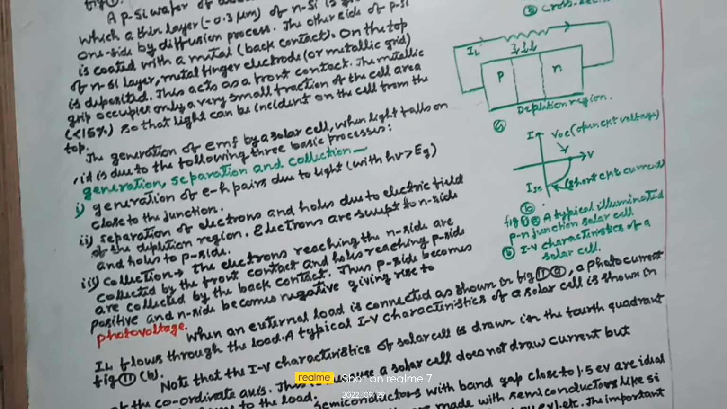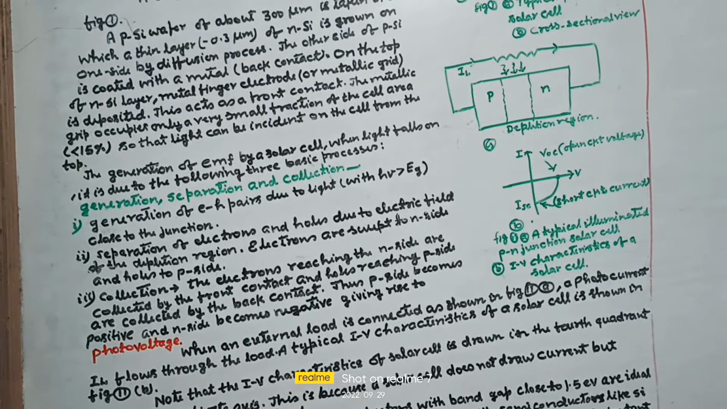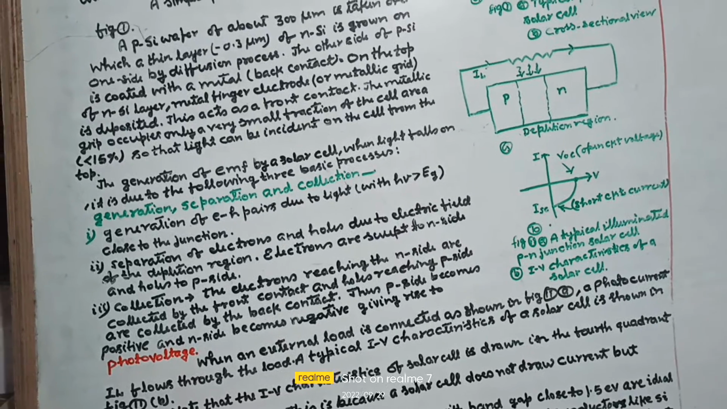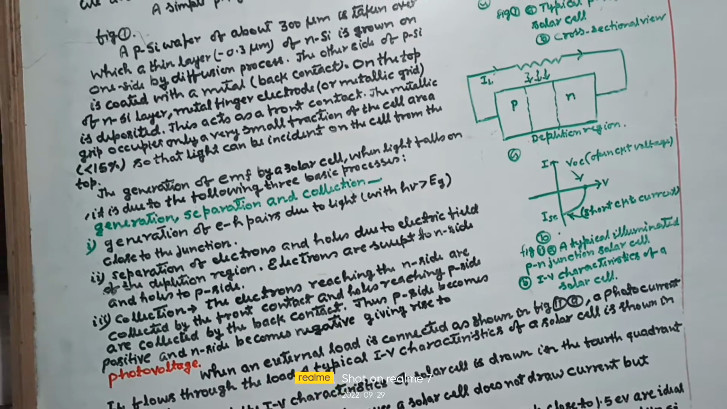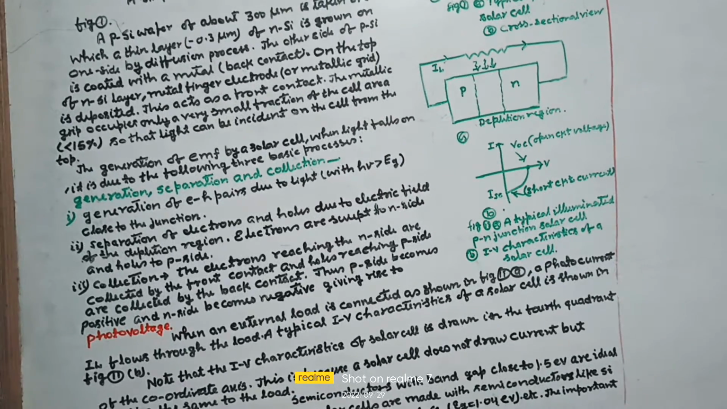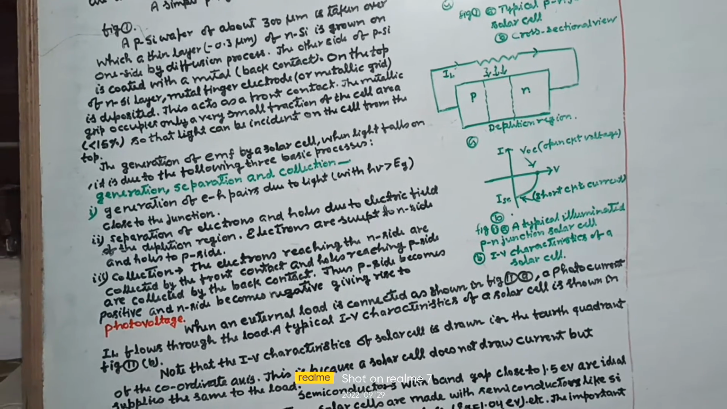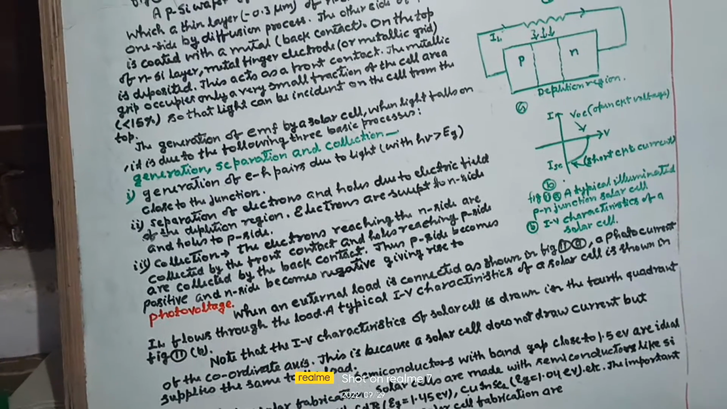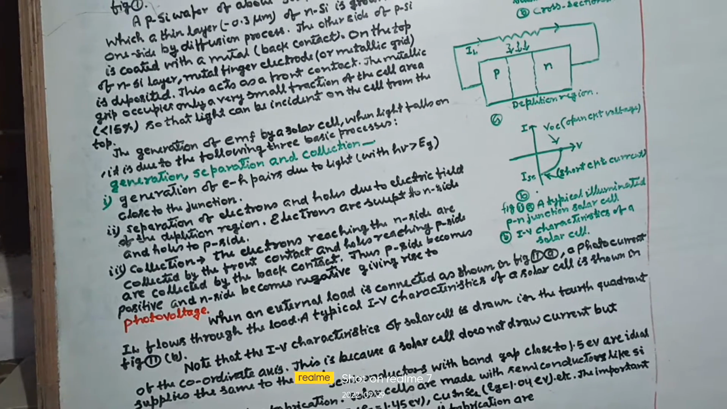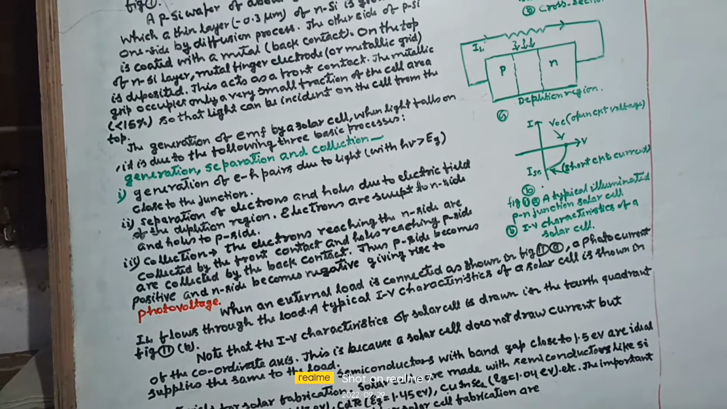The generation of EMF by a solar cell when light falls on it is due to the following three basic processes. The first is generation, second is separation, and third is collection. Generation of electron-hole pairs appears due to light with h nu greater than Eg, the energy gap, close to the junction. Separation of electrons and holes is due to the electric field of the depletion region. Electrons are swept to the N side and holes to the P side.